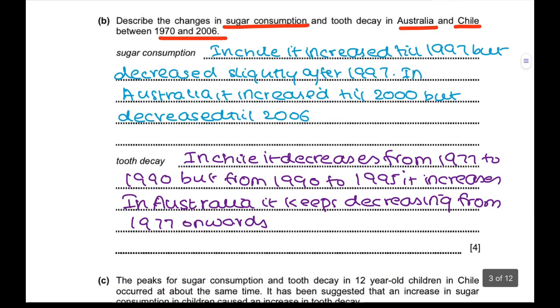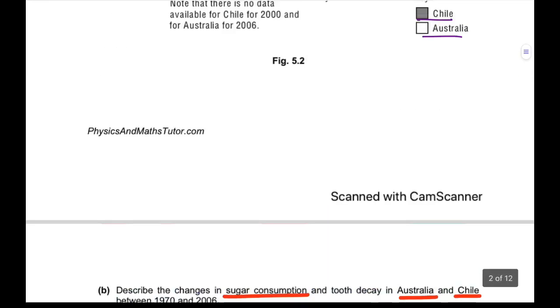Okay, so the next question is, describe the changes in sugar consumption and tooth decay in Australia and Chile between 1970 and 2006. Now this is a graph question. It's a very important question. So you should actually look at the trends, right? It's not necessary for you to always point out the specific details in the graph, because most of the time what the examiner expects from you is to understand the trends in the graph, the patterns, what exactly is happening on an overview. Okay, when you first glance at the graph, what do you see?